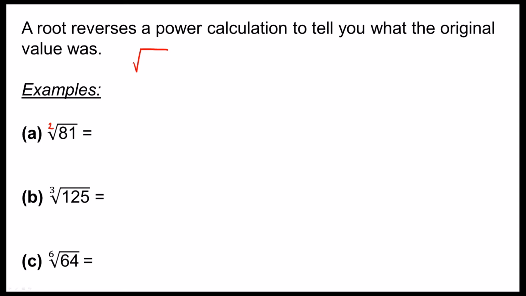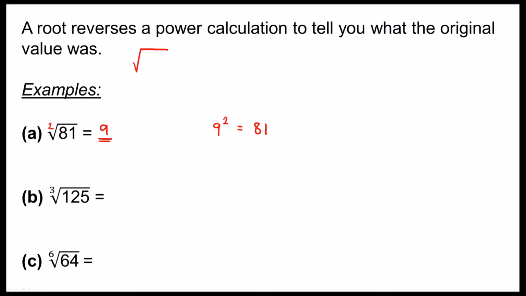So in part A, I'm asked to square root the number 81. In other words, that means when I square a number, I get 81 as my answer, or something to the power of 2 gives me 81. Now if I look at my powers sheets and the answers that I got a moment ago, I can see that 9 to the power of 2, or 9 squared, is equal to 81, and therefore my answer is 9.